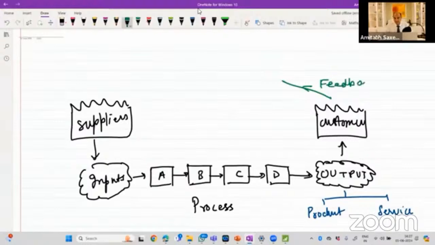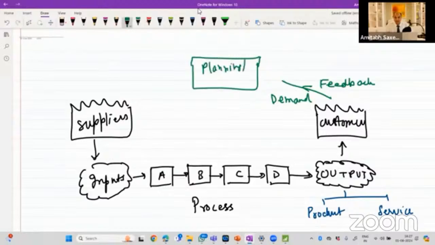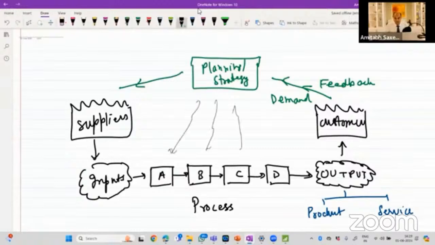The customer will give you the feedback. And also you will predict the demand of the customers for your services or products. Then your planning or strategy team will take an action and ask the suppliers to supply the relevant inputs, and also tell the departments A, B, C to change their policies or change the settings. It could be machine settings, or it could be policies and procedures in a service organization. And this is how every organization works.